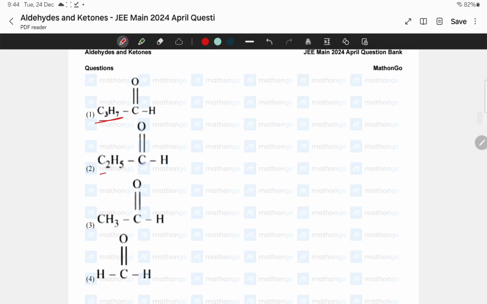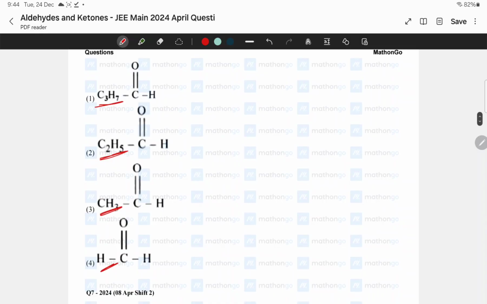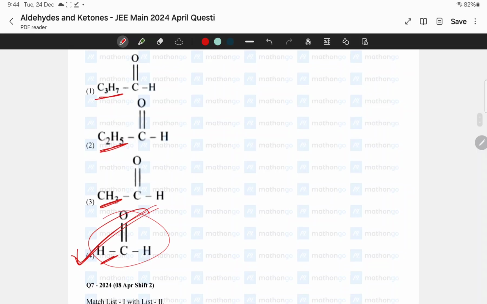Here there are 3 carbons, here there are 2 carbons, here there is 1 carbon, here there is no carbon. So as the number of carbons increases, steric hindrance also increases. So look where the steric hindrance is the least. Here no carbon is there, only hydrogen is there. So option 4, methanal, will undergo nucleophilic addition faster.